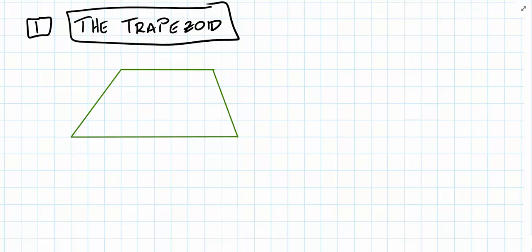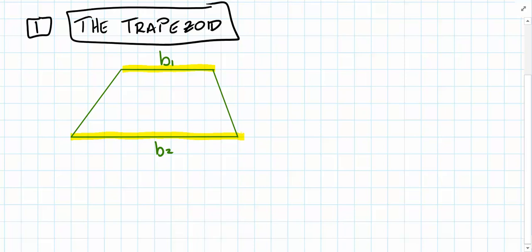All right. So let's talk about the parts of a trapezoid. Trapezoids have at least a pair of parallel sides. For the trapezoid, we're going to call these bases. This is going to be base number 1, and this is going to be base number 2. Base number 1 is this entire length here. Base number 2 is this entire length there. Basically, they're the parallel sides.